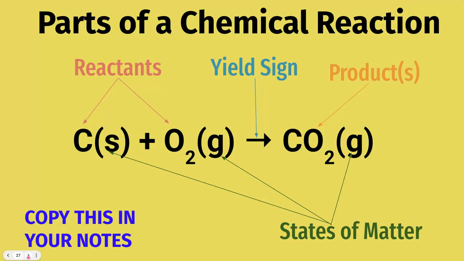These are the parts of the chemical reaction. Please copy this in your notes. So we have the reactants, the yield sign, and then the products, and then you can also see the states of matter here.